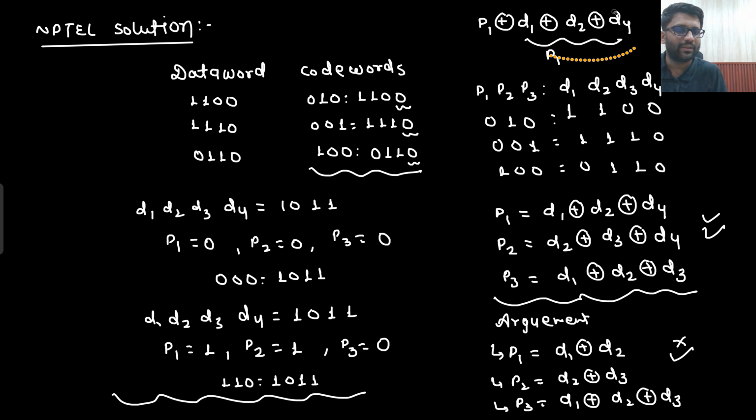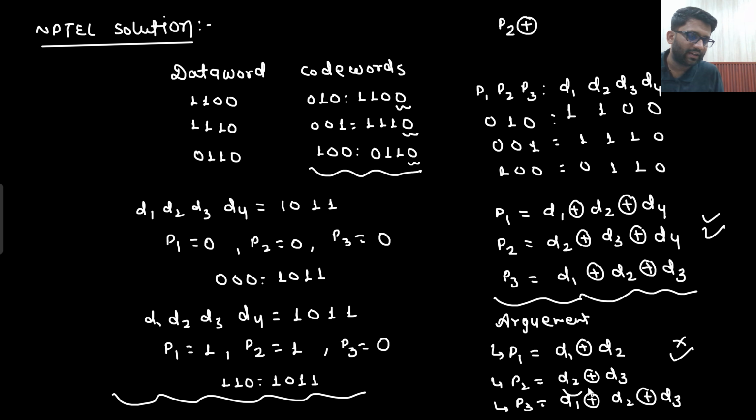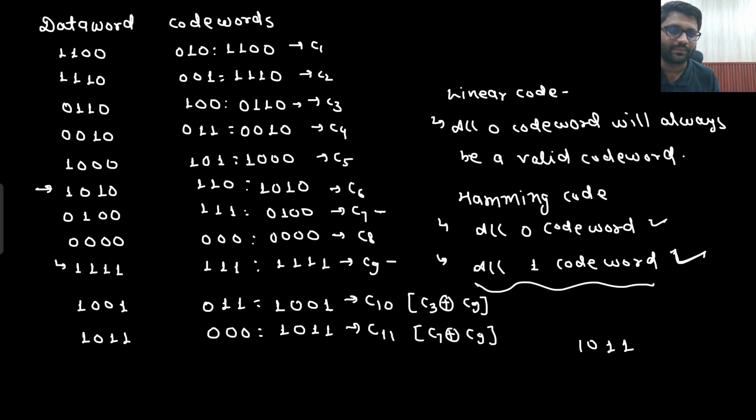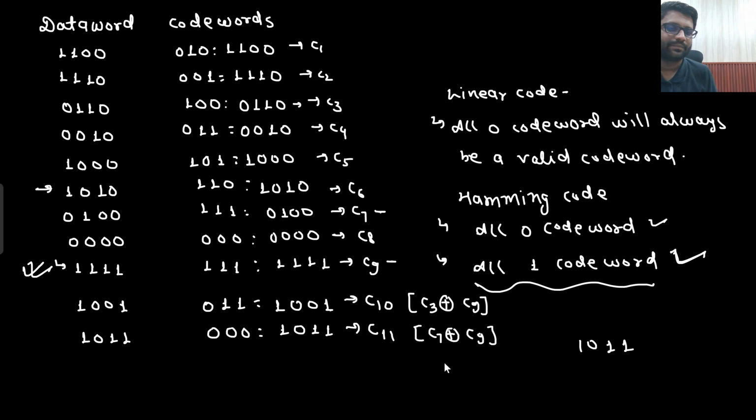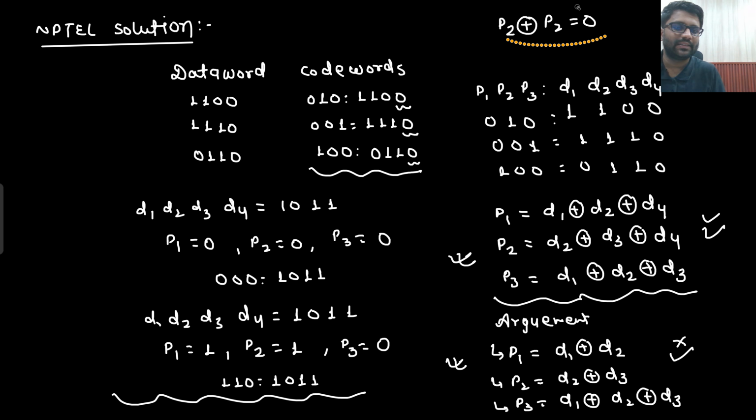Are you able to understand why they will be 0 only? Very simple. P2 XOR with D2 XOR D3: what is D2 XOR D3? That is P2 only. So in all these cases, P1 XOR D1 XOR D2 XOR D4 would be 0. For both of the logics, both of the Hamming codes are even parity Hamming codes. That means all ones, 1 1 1 1 1 1 1, should be a valid code word in both cases. This is our required condition.